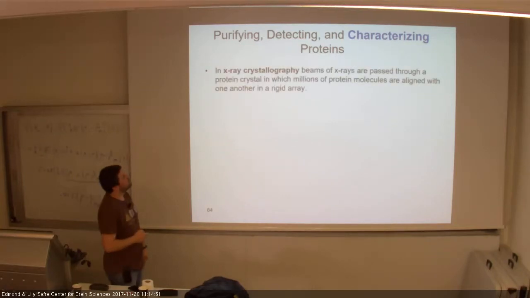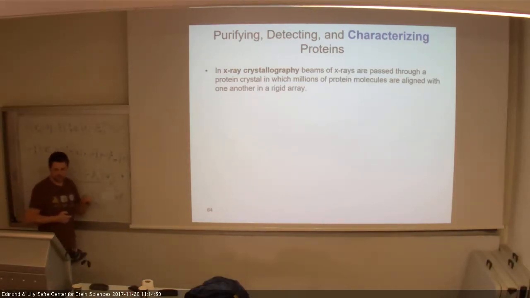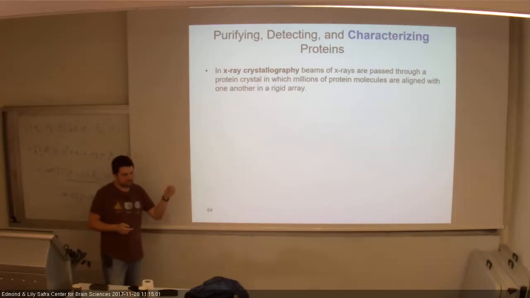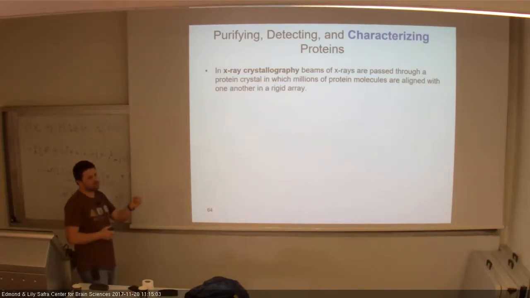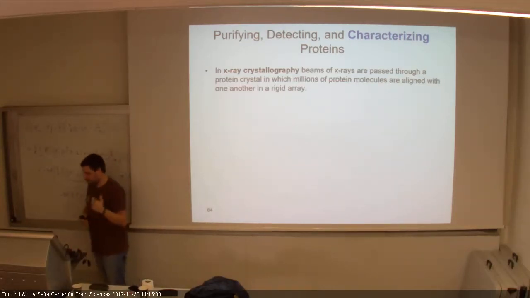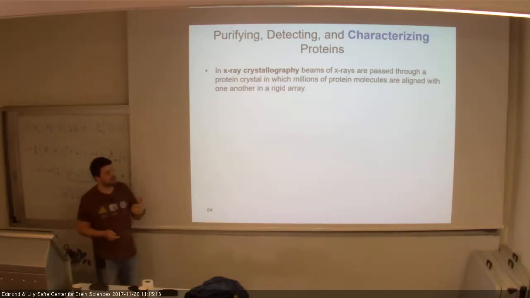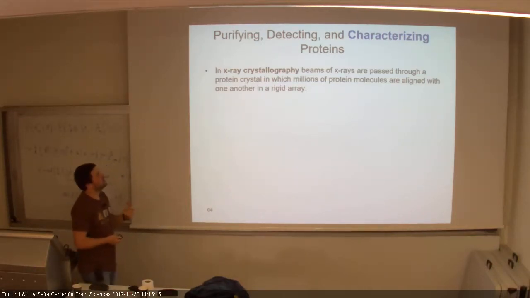Okay, so we'll continue, just finishing this chapter, and then we'll go over the questions. One of the ways to characterize a protein, and the most accurate way until today, is a very, very old method. It's been around for at least 60 years, and that is X-ray crystallography.